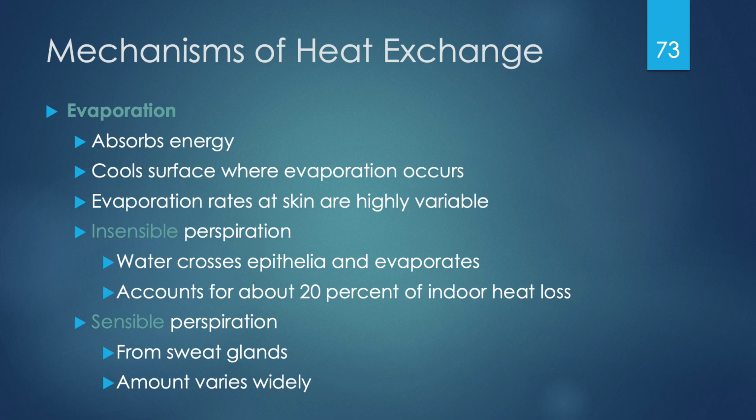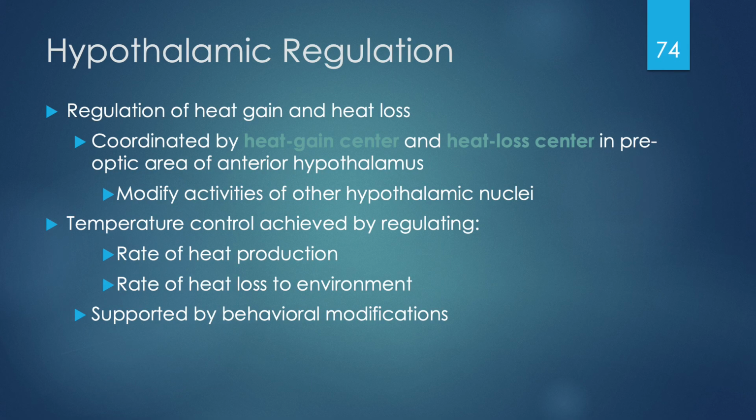widely. The hypothalamus, which is an organ in your brain, is responsible for regulating our heat gain and our heat loss. So it coordinates all of our heat gain and loss through the heat gain center and the heat loss center in the preoptic area of the anterior hypothalamus. When we cover the central nervous system later on, this will all come back to you. And so this is an important site because it modifies the activities of other hypothalamic nuclei. Nuclei are just basically like centers. We're not talking about a nucleus specifically in regards to a cell.